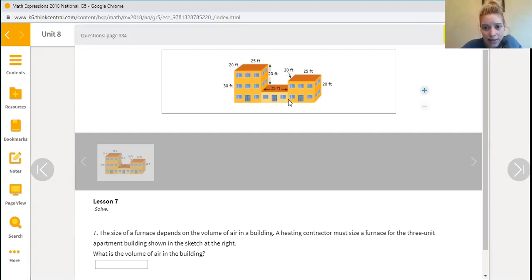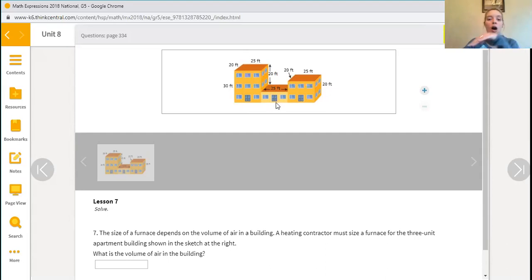Now I need my height. My height is just this tall here. Well, let's use the other prisms I have. I know that this height is 20, so I just need the rest of this. This whole height is 30. If this whole height is 30 and this is 20, what am I going to have to add to 20 to get a whole height of 30? 10. So my height of this building is going to be 10.